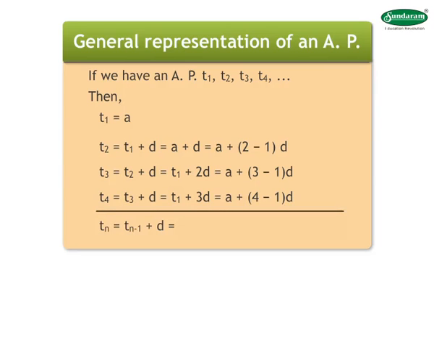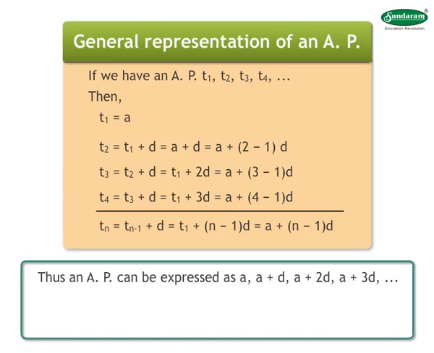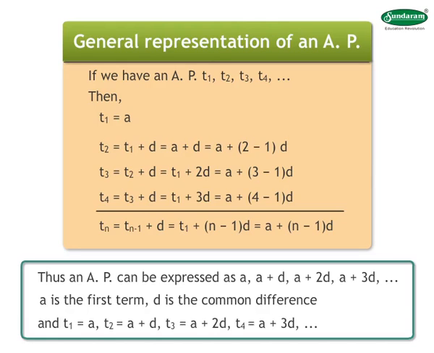Tn is equal to Tn minus 1 plus D, which is equal to T1 plus (n minus 1) into D, which is equal to A plus (n minus 1) into D. Thus, an AP can be expressed as A, A plus D, A plus 2D, A plus 3D, and so on. A is the first term, D is the common difference, and T1 is equal to A, T2 is equal to A plus D, T3 is equal to A plus 2D, T4 is equal to A plus 3D, and so on.